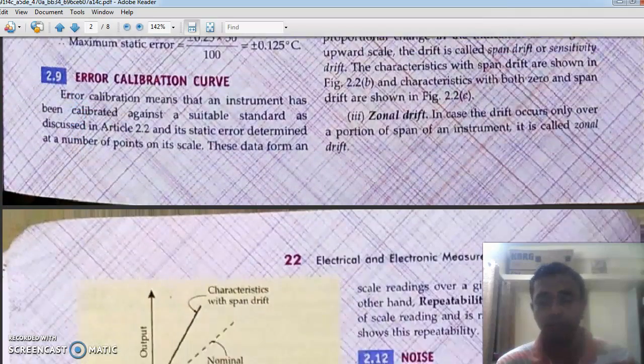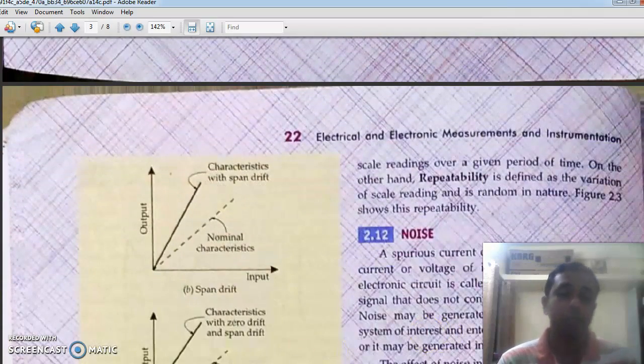I'll show the graph. Span drift is this: the characteristics should be linear, so with respect to the variation of input, the output also varies linearly. But you can see that there is a linear variation of values from this value to this value. That is, when the input varies, the output also varies, but the drift also varies linearly. The drift increases as the readings increase. As the input increases, the drift also increases.